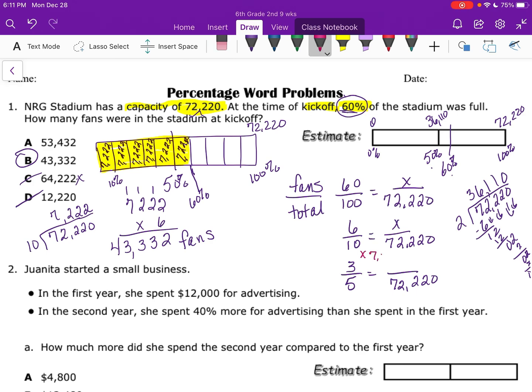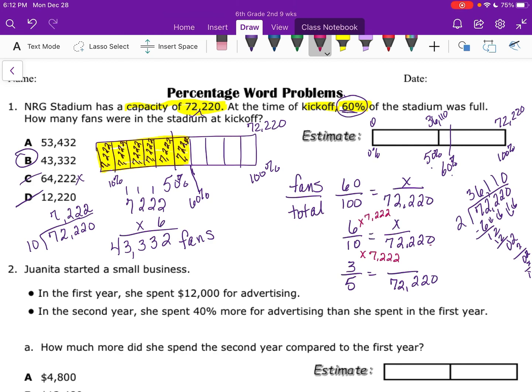It's 7,222, because when I divide 72,220 by 10, take that 0 off. And so I know I'm just going to have to do this, which is what we did over there, right? And if I did the 3/5, I would have to actually do that division. Okay? But either way, we know our answer is going to be 43,332.